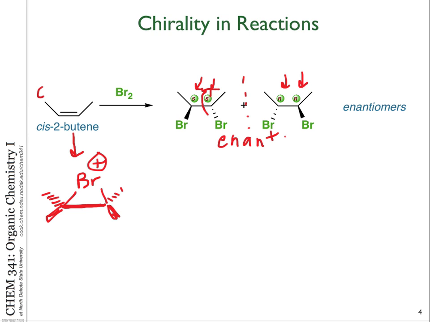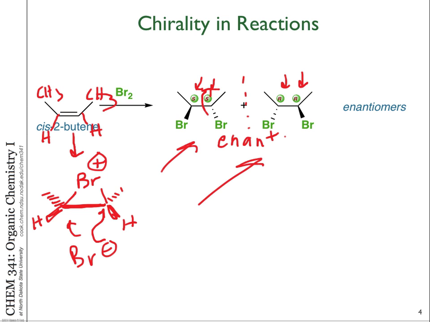Two of those are CH3 groups, as is shown here. I'm just going to leave them blank here, but the other two hydrogens that are not shown are here. So if you take a look at this bromonium, the next bromide could add either here or here.